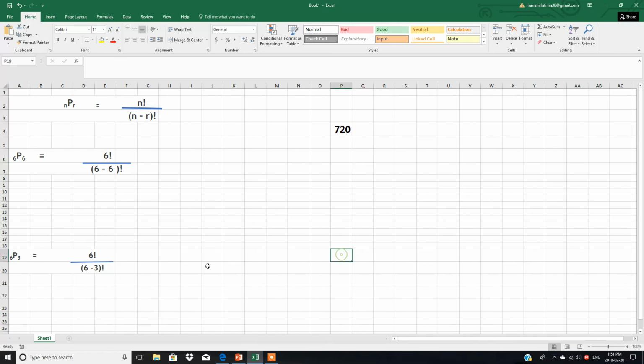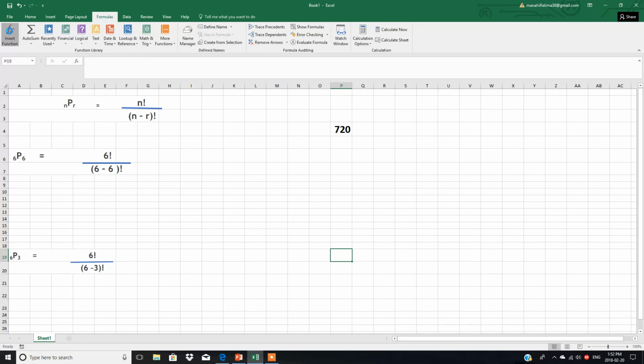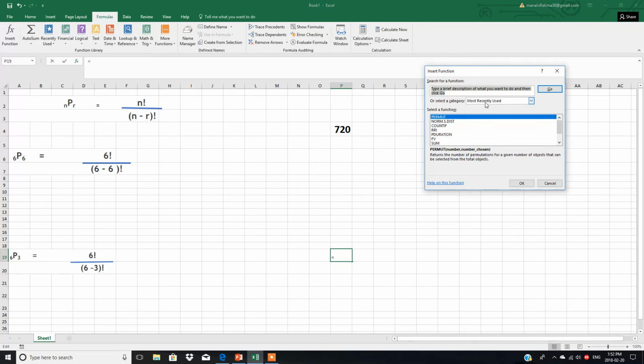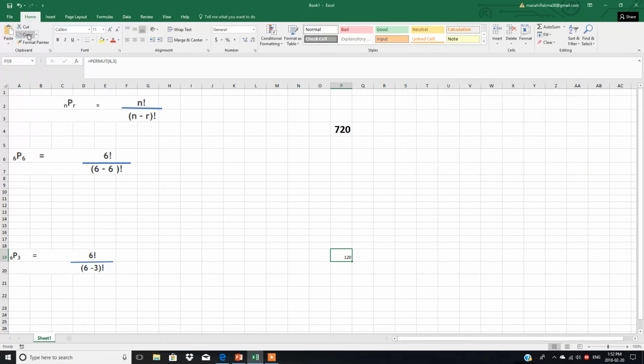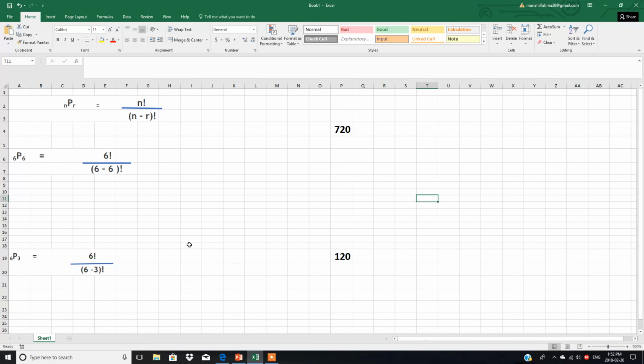Now suppose you want to make the ranking of the top 3, how will you use Excel? Again, go to the formula, insert function. Here is statistical if you want to write it down, but PERMUT is already on the top, so just OK. In this case we have the total number of objects n, 6. We are considering 3 top houses, so enter 3. Whatever you want, 2, 4, 5, but in our example we have 3, so I have put 3 here, and OK. So see, 120, and we had the same answer 120 when we were using the formula.